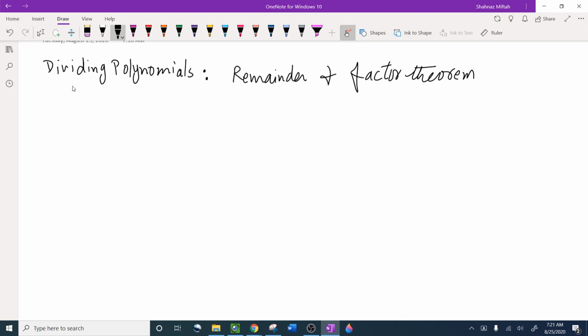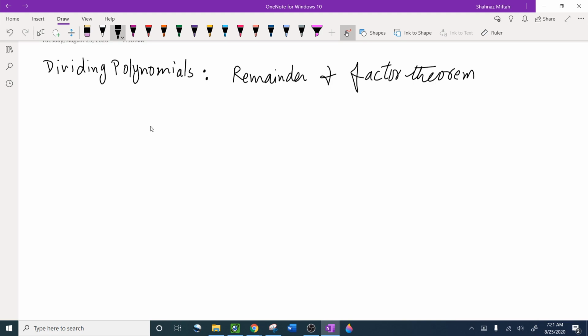Now, dividing polynomials, which means we will use long division and synthetic division for dividing polynomials, and then we will also evaluate polynomial using remainder and factor theorem. So let's start with the long division example.